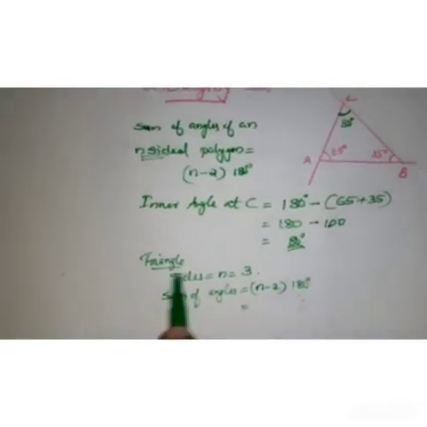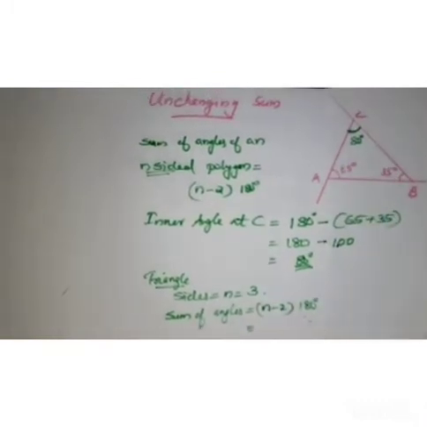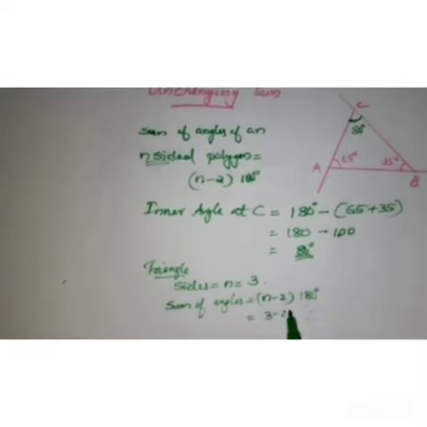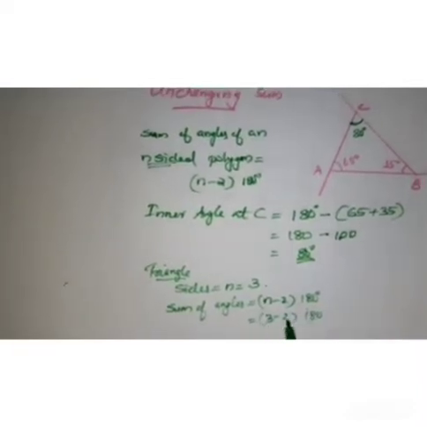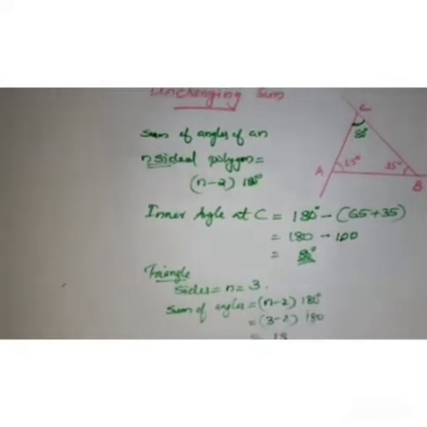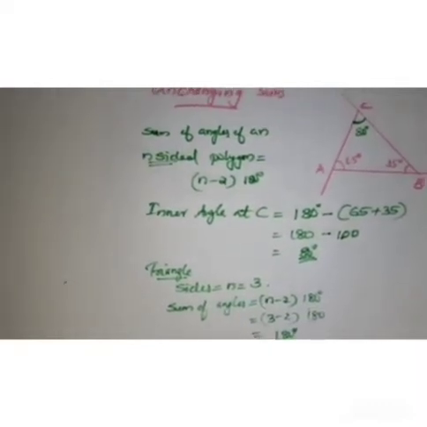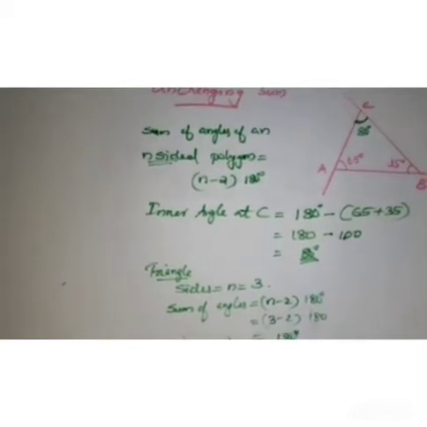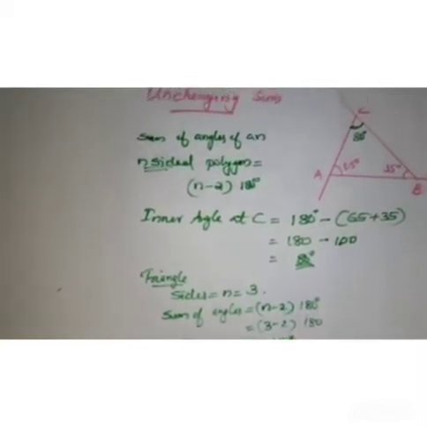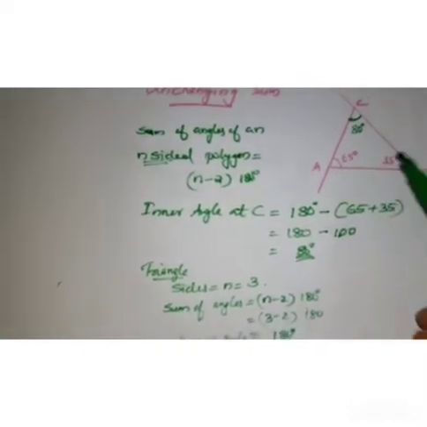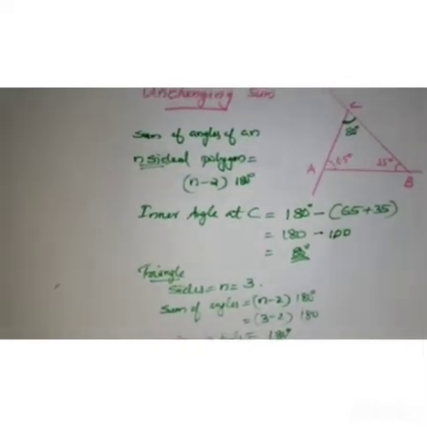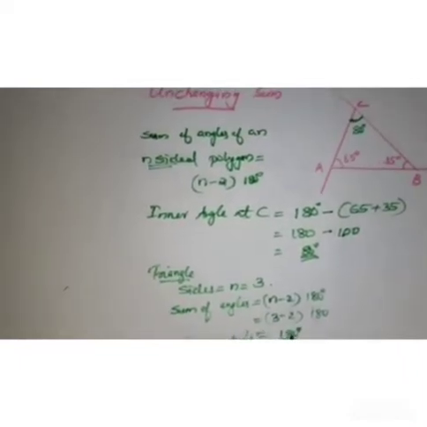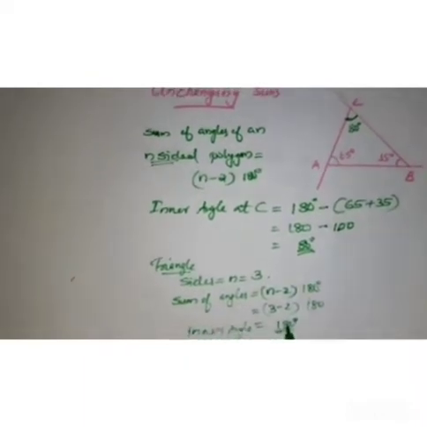For a triangle, how many sides? 1, 2 and 3 sides. So the sum of angles, how will you find out? (n minus 2) into 180. That is (3 minus 2) into 180. 3 minus 2 is 1, and 1 into 180 is 180 degrees. So this 180 is the inner angle sum. You know the sum of angles of a triangle is 180. If you know the sides, we can find out the inner angles of a triangle.